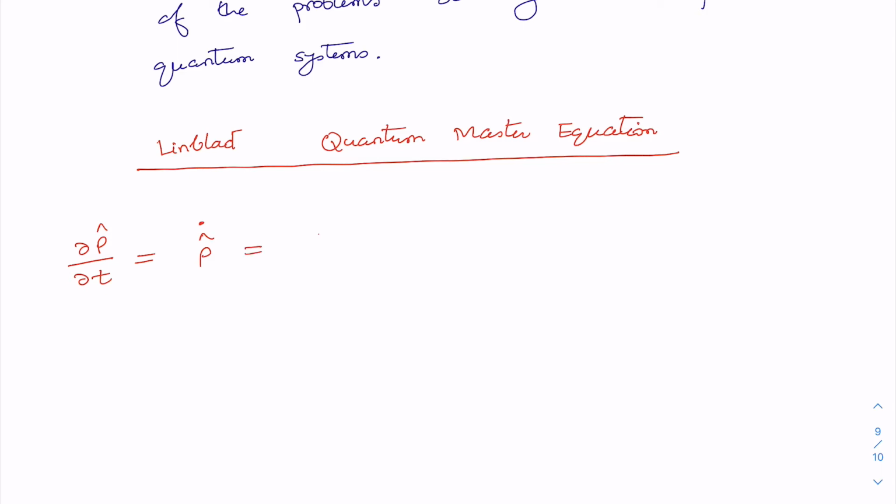It is equal to 1 by i h cross, the Hamiltonian of the system, the commutation relation between the Hamiltonian and the density operator. This is one part of the master equation. Then the other part is this, which I am going to explain. There is an operator called the Lindblad operator L, which is a function of some arbitrary operator, say A_j, and it operates on the density operator, and then these gamma are the so-called decay rates. Anyway, I will explain it.